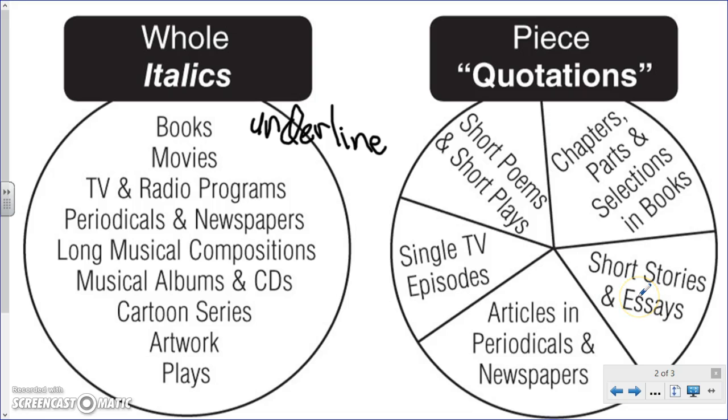Short stories and essays. We will see a lot of short stories and essays this year, and this is where we will spend quite a bit of our time. Articles in periodicals and newspapers. When you're doing research for your blogs and you're looking at the newspapers, the name of the newspaper itself, like LA Times, goes here, italicized when you're typing it. But the name of the article that you're using would be in quotation marks.